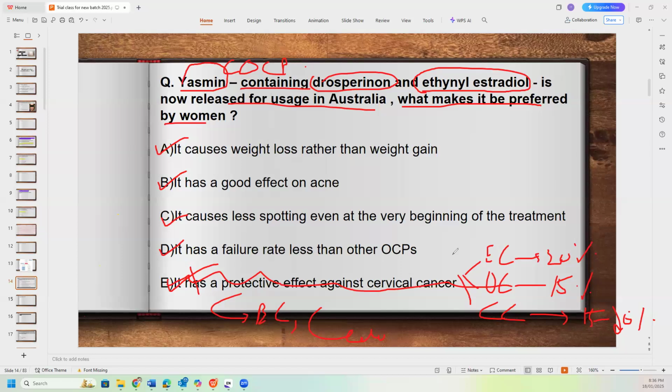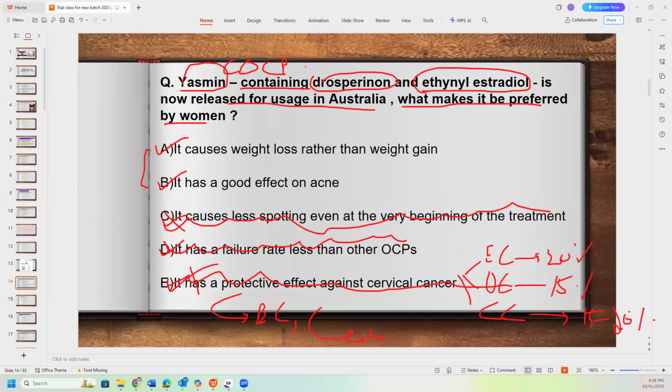It has a failure rate less than OCPs? No, it has the same failure rate as other OCPs. It is not superior to other OCPs because of a lesser failure rate. So it's wrong, same failure rate. It causes less spotting even at the beginning of the treatment? OCPs can cause amenorrhea and can cause less spotting. Doesn't matter which preparation is used.